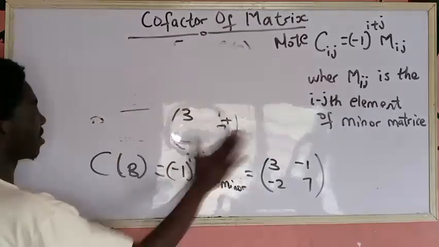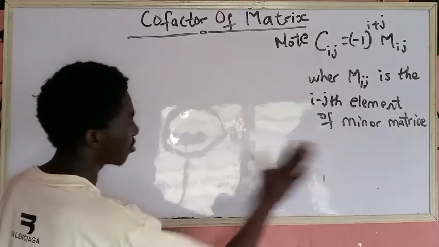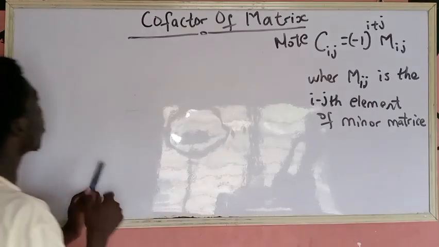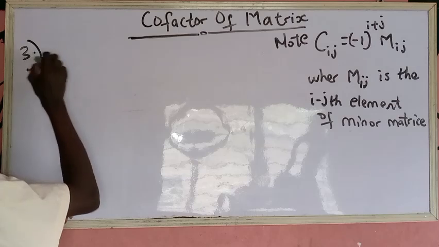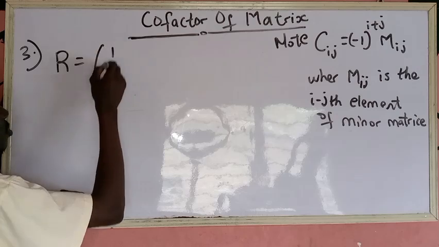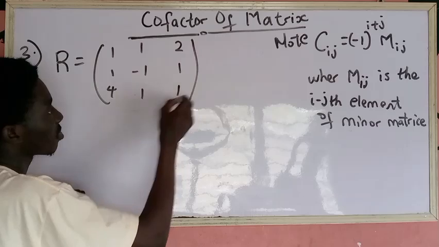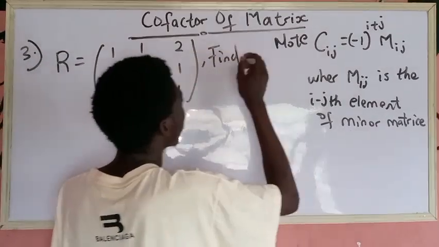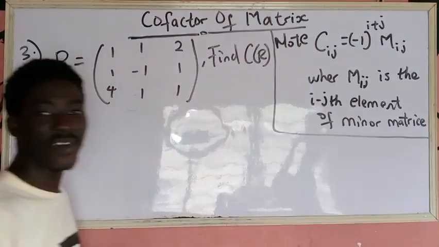Now let's look at a 3 by 3. So you have the matrix R equals 1 1 4, 1 minus 1 1, 2 1 1. Find the cofactor of R.